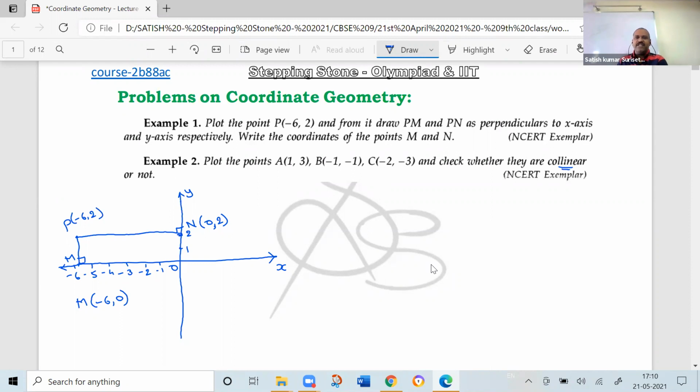The definition of collinear points is: if 3 or more points lie on the same straight line, then they are said to be collinear points. So when you join those points, you should get a straight line. Then only they are said to be collinear. In case you are not getting a straight line, then we say they are non-collinear points. Now, plot these points in the coordinate plane and join all 3 and check whether they lie on a line or not.